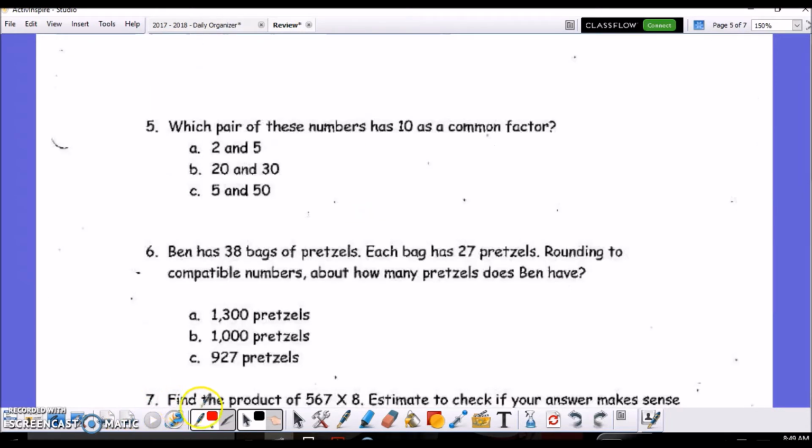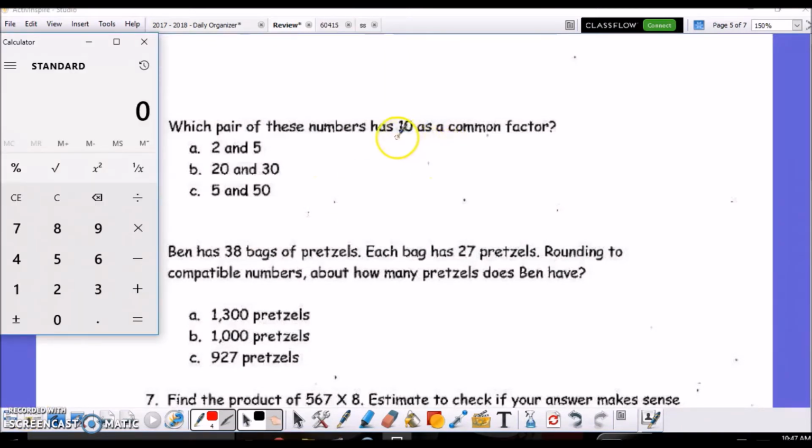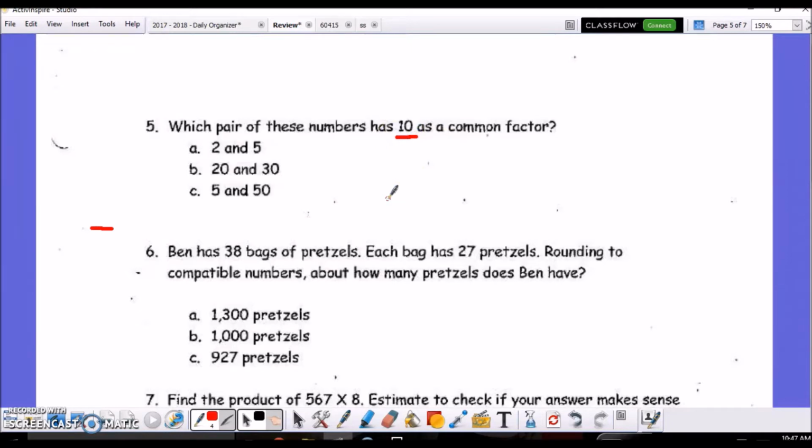Flip it over. Question 5. Which pair of these numbers has 10 as a common factor? Well, you've got to check for divisibility to see which one can be multiplied or have 10 as a common factor in the numbers. Here's how you check. We're talking about factors here, so if 10 has to be the common factor, then you should be testing 10 into these other numbers for divisibility. If you understand that a factor is a number that gets multiplied by another factor to get you the product, then you'll realize right away there's only one answer to this question, which would be B.